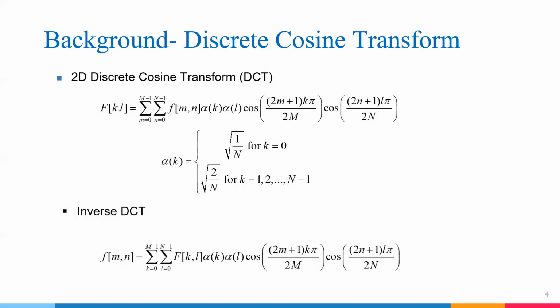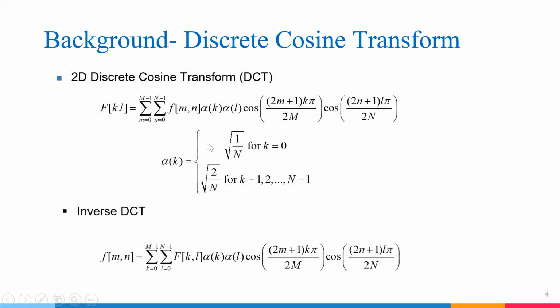In this presentation, since we are talking about the discrete cosine transform, you can see the 2D discrete cosine transform expression here, where F is the computed discrete cosine transform value, and f is the input matrix which we are going to give here.